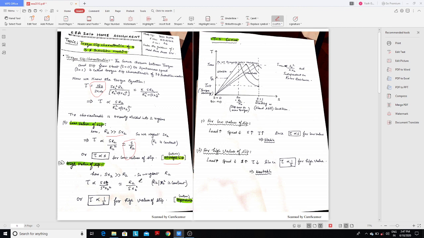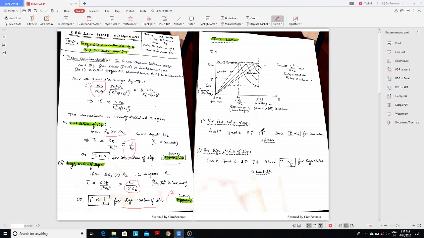For higher values of slip, S X2 is greater than R2, so we can neglect R2, and we are left with R2 upon S X2 whole square. Since R2 upon X2 is constant, as we are not varying the rotor resistance and reactance, torque is inversely proportional to 1 by S. For higher values of slip, it is of the form of a rectangular hyperbola, so its nature will be hyperbolic.